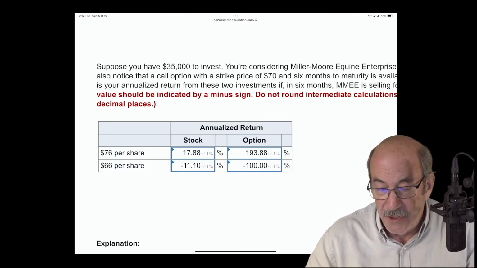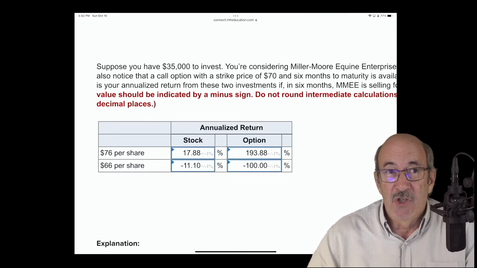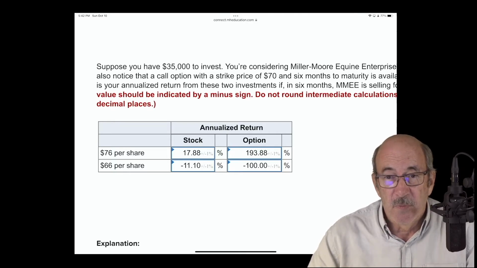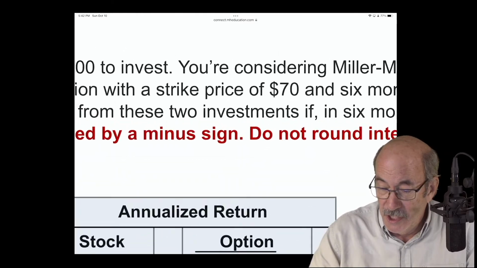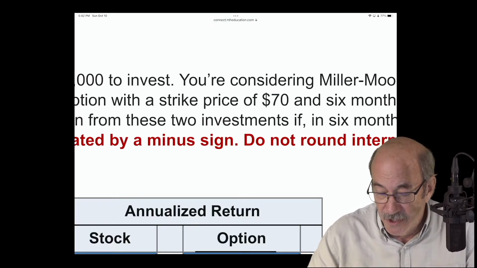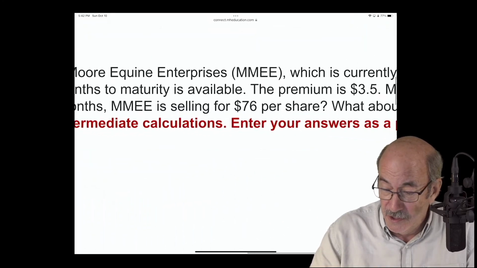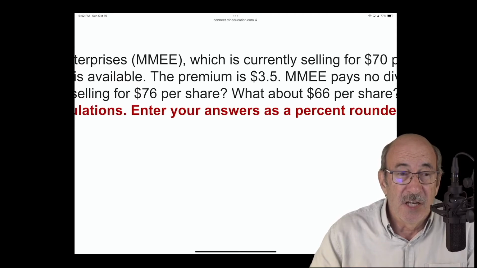If this is a call option, we have the right but not obligation to buy that thing at the strike or exercise price. In this case, the strike price is $70. So we have the right but not obligation to buy at $70. And we're given two different prices. One is 76 and the other is 66.